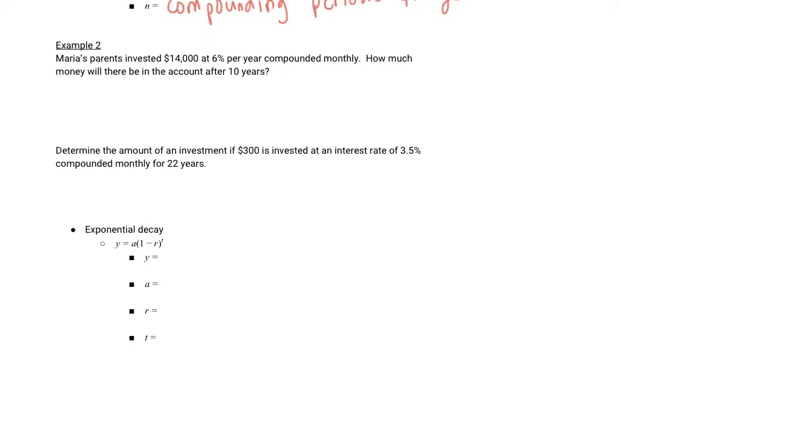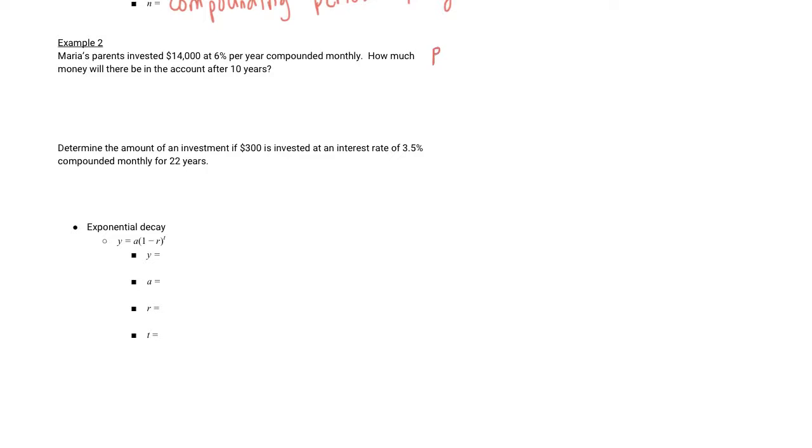Maria's parents invested $14,000. Well, that is P for principal, $14,000. At 6%, well, that's my R as a decimal, 0.06. Compounded monthly, well, that's N. And there's monthly, there's 12 months in a year. How much money will there be in the account? That means the capital A is what? After 10 years. T is 10. Let's fill out our equation.